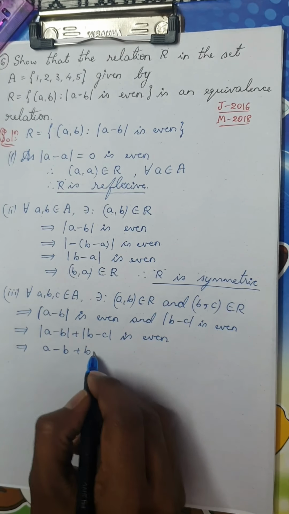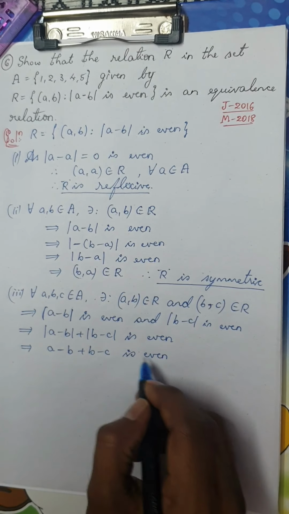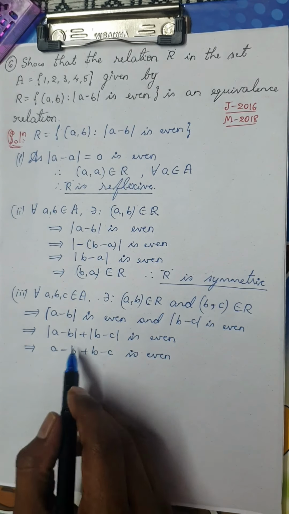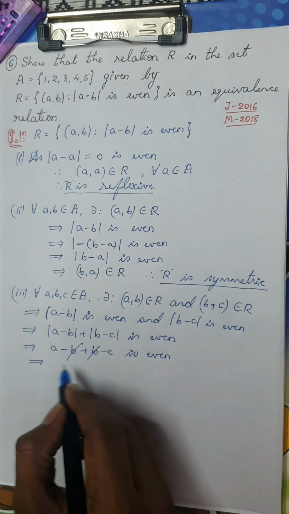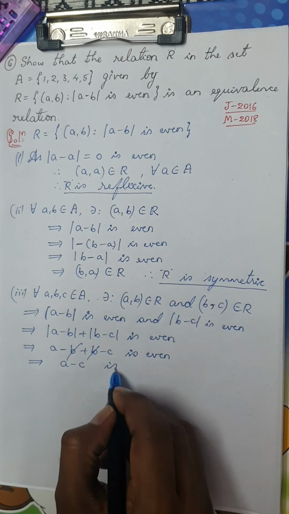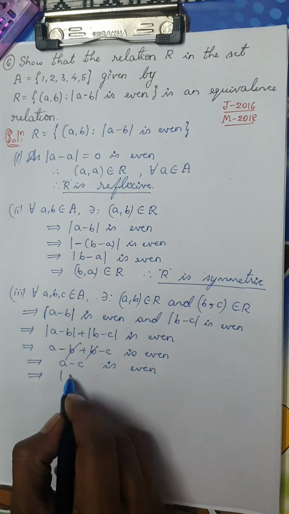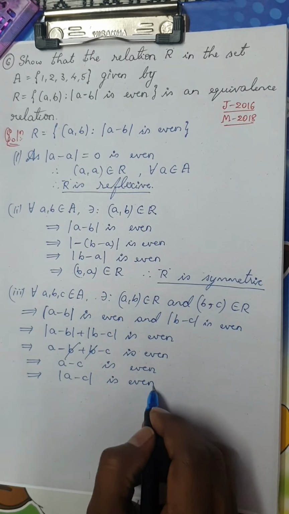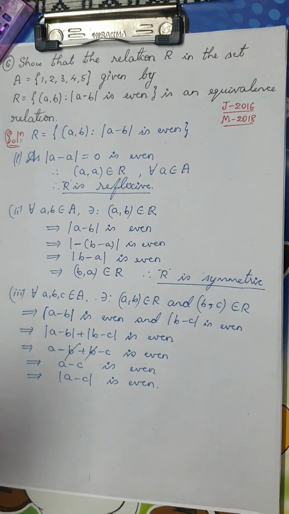A minus B plus B minus C will also be even. If the modulus is already even, if you take away the modulus, it will still be even. Now let me cancel plus b and minus b. So that will imply a minus c is even. So if a minus c is even, I can automatically write modulus of a minus c is also even. Are you following? These are just following the same rules.